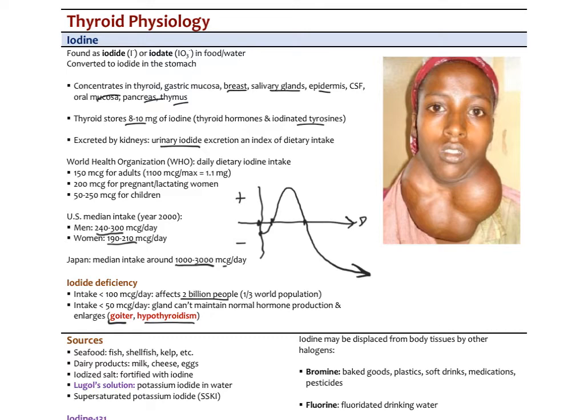Here's a picture of a very large goiter. There are many areas in Africa, in different parts of Asia, north of India and whatnot, even into China, where the soil is very poor in iodine. People are not eating a lot of seafood in these areas, and so the food they're eating is iodine depleted, and they get severe iodine deficiency and goiter. This is a massive goiter here.